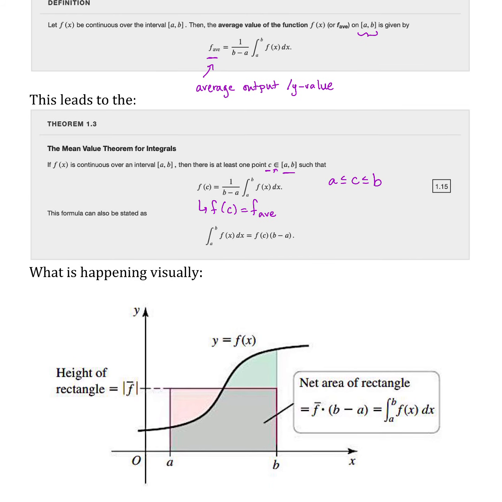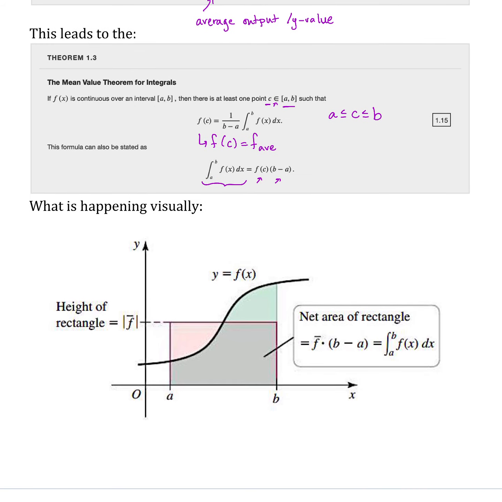And then another way to write that is saying that our definite integral is equal to that average value times b minus a. So that one's a little bit funny to look at. I've got a nice picture that shows what it's talking about here.